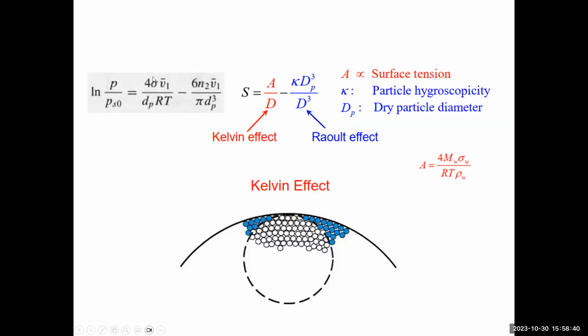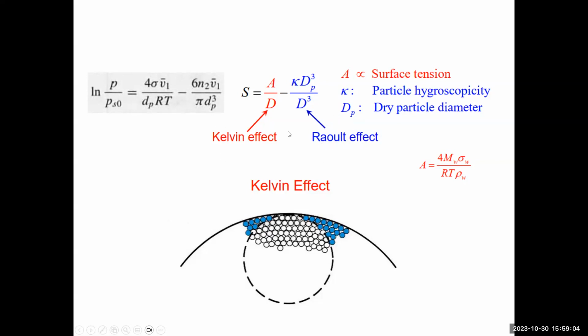No matter what size you have, this is always a positive term, which means that this partial pressure is going to be higher compared to the vapor pressure along a flat surface. Also, you can see the smaller the particle, the stronger the Kelvin effect. For a smaller particle, this term gets larger, and you will generate a higher partial pressure along the surface of the droplet. This is the Kelvin effect.